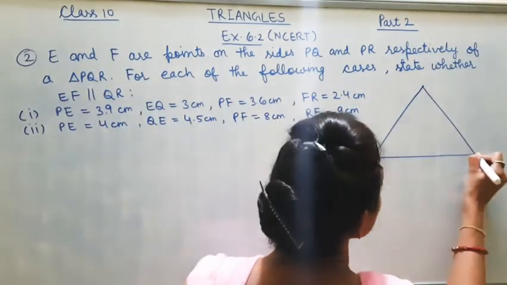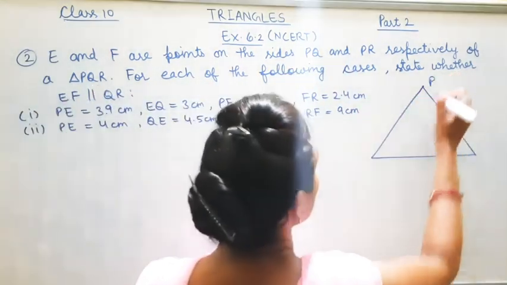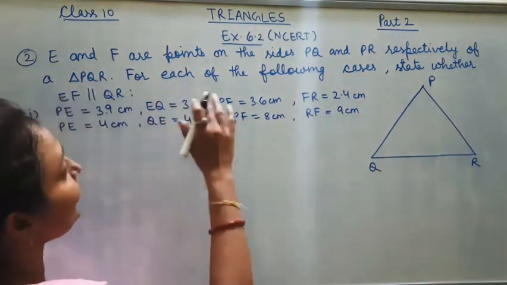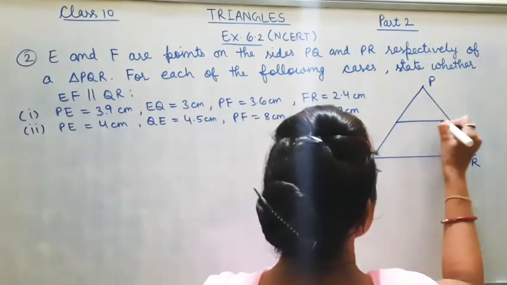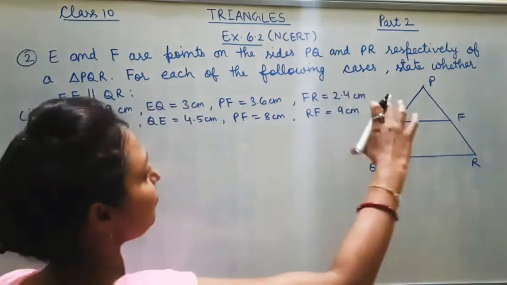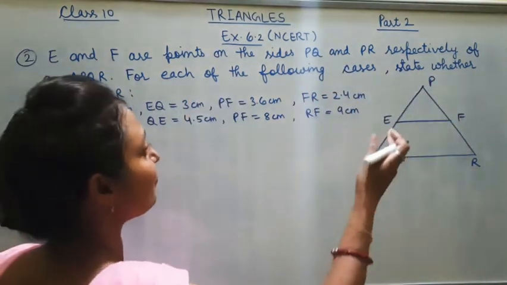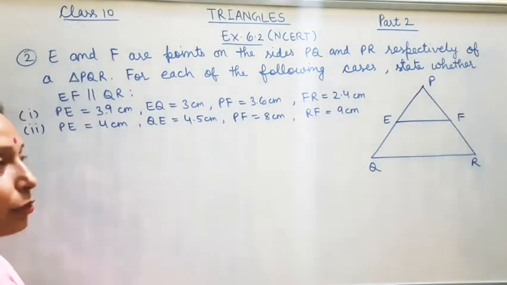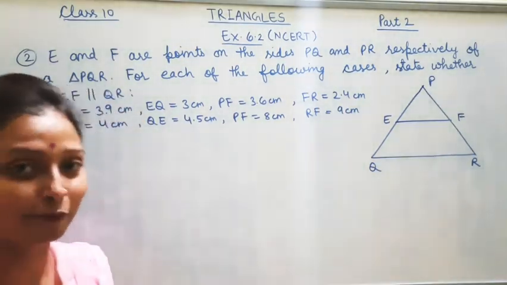Okay, the triangle's name is triangle PQR, and E and F are points on the sides PQ and PR. So let me suppose this is E and this is F, because they are the points on PQ and PR. For each of the following, state whether EF is parallel to QR. For that, I want to apply the converse of BPT.